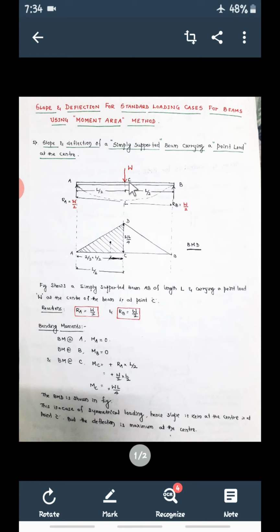Slope means you have to find the area. So what is the area between A and C? See this dashed portion. This is point A, this is point C, so this is the area. If you take this area divided by EI, it will give the slope at A, that is theta A.